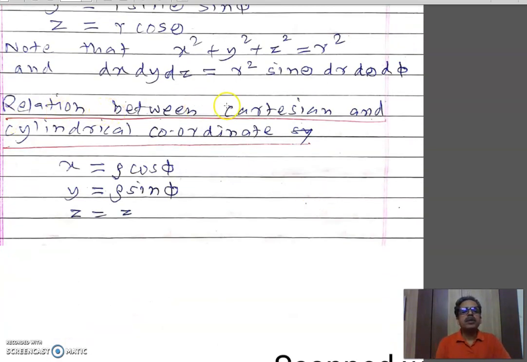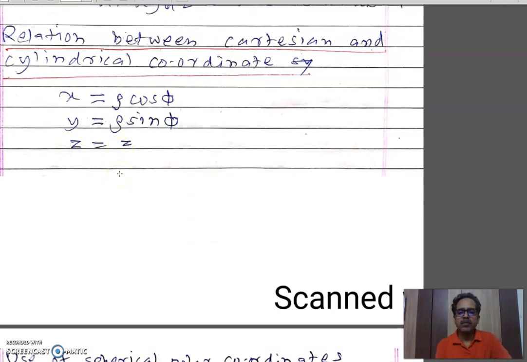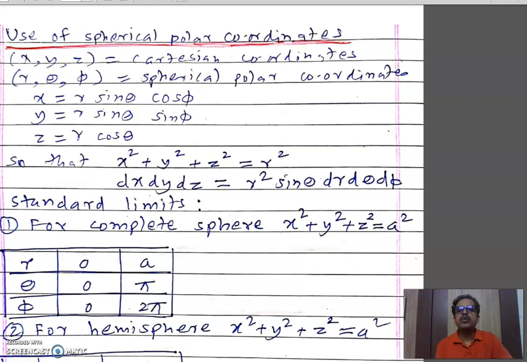Let's see the relation between the Cartesian and cylindrical coordinate systems. We have x, y, z as Cartesian coordinates and rho, phi, z as the cylindrical coordinates, and these are the three equations which represent the relation between them. Now let's see the use of spherical polar coordinates in triple integration. As I told you, x, y, z represent Cartesian coordinates, r, theta, phi represent spherical polar coordinates, and these are the standard equations. Now you must understand the standard rules.